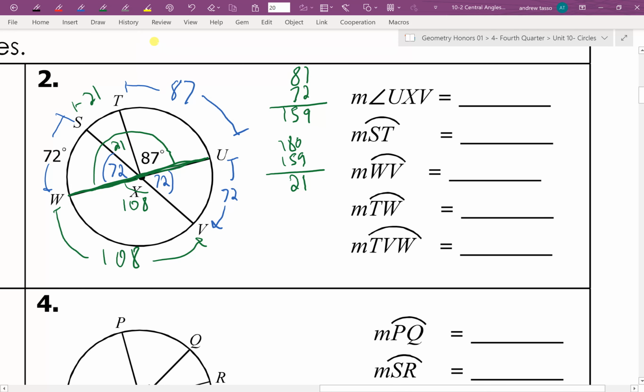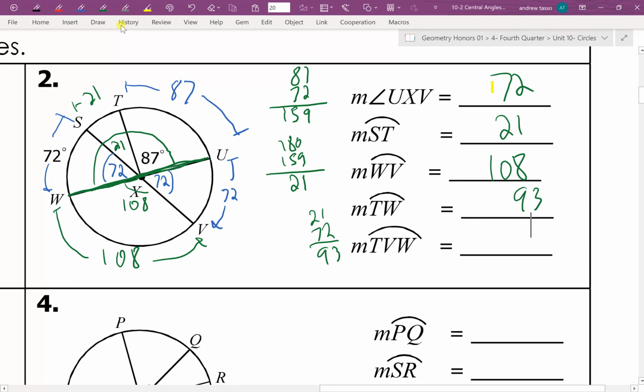So now let's start filling in the information they wanted to know. So angle UXV, let's see if we could trace that out. Starting with U, we go to X, which is the center, and then V. So that angle is 72 degrees. So let's fill that in, 72, okay. Next information is arc ST, so that's the arc that spans across ST, that's 21. Arc WV, so it's a minor arc, WV is 108. Arc TW, so from T to W, okay, notice it's 21 plus 72. 21 and 72 makes 93.